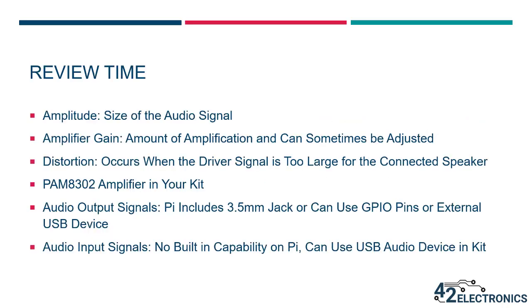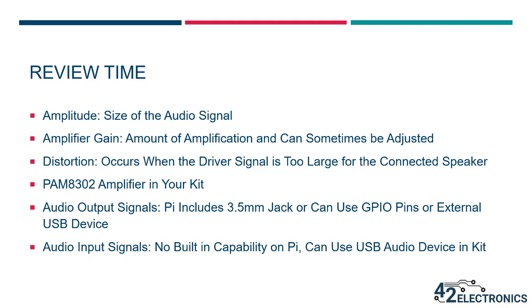Okay, before you move on to the next video, let's take a few moments to review the concepts we just discussed in the last two videos. Different size speakers require different levels of amplitude. An amplifier can take a small signal and make it much larger and appropriate for driving larger speakers. Amplifier gain is the amount of amplification, and some small amplifiers like the one in your kit can be adjusted using the potentiometer on the circuit board of the amplifier.